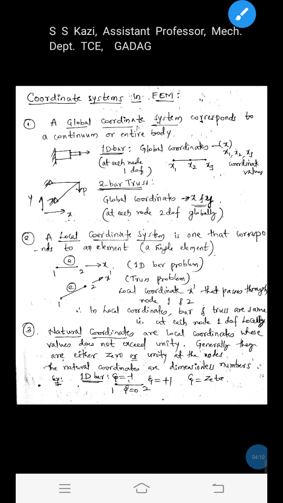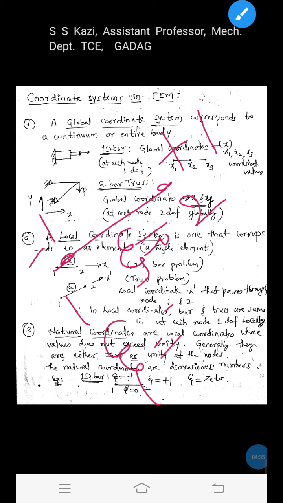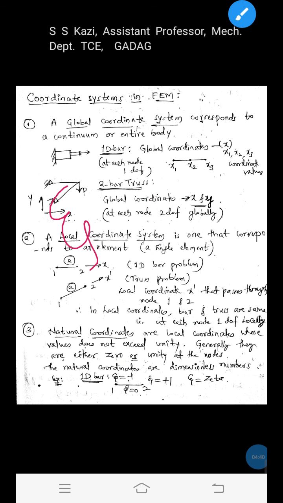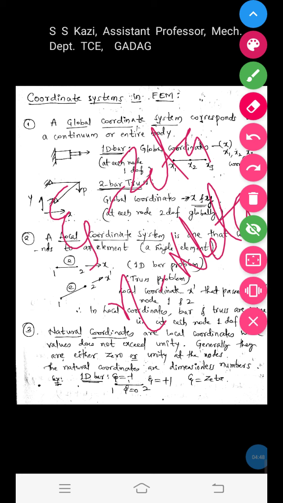The natural coordinates differ from element to element. If you consider a 1D linear element, the origin of the natural coordinate exists at the center, that is, it is 0 at the center, and at node 1, to the left side, it is -1, and to the right side it is +1. For one-dimensional elements, the natural coordinate we use is zeta. For 2-dimensional elements, in place of x we use zeta, and in place of y we use eta.